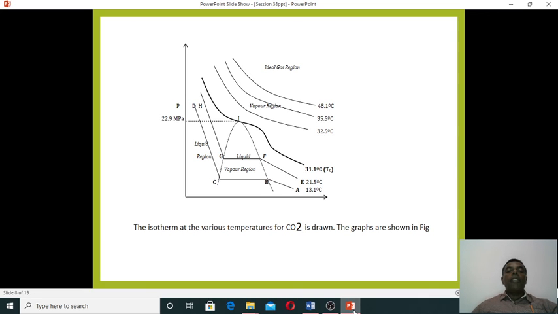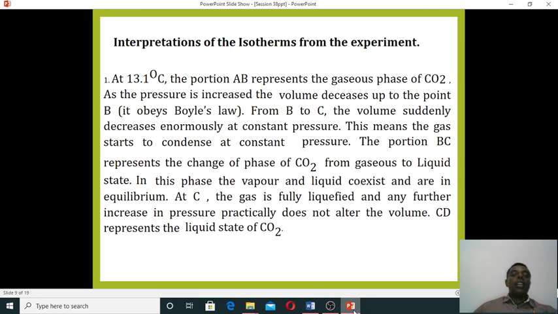In this graph, we interpret the readings. At 13.1 degrees Celsius, the portion AB is called the gaseous phase of carbon dioxide. As the pressure increases, volume decreases up to point B, so here Boyle's law is obeyed perfectly. From B to C, volume suddenly decreases enormously at constant pressure. This means that the gas is condensing at a constant pressure. The portion BC represents the change of phase of carbon dioxide from gaseous to liquid state.